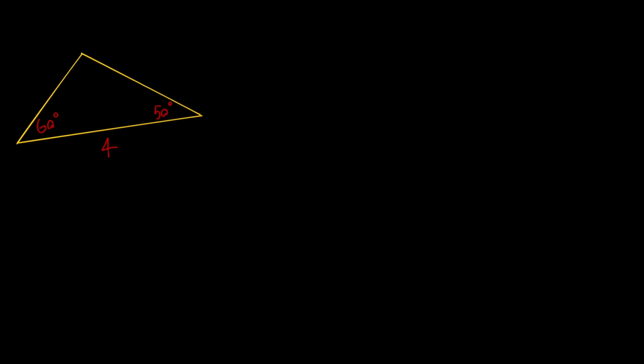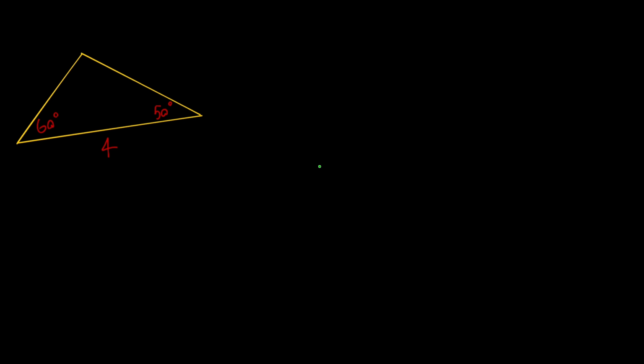Okay, so here we have this triangle. You can see that we have two angles and one side. And we don't know anything about this triangle other than what's written on the screen. So what we're going to do is solve for everything about this triangle, as in all of its angles and all of its sides. So first off, we're going to give some definitions to the triangle.